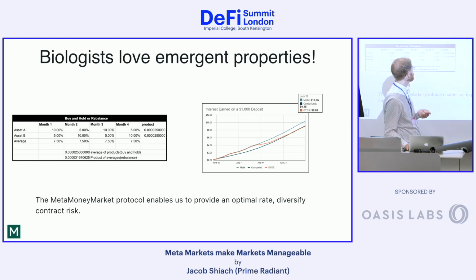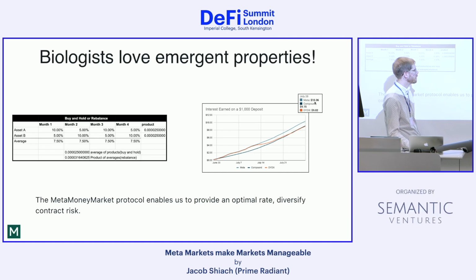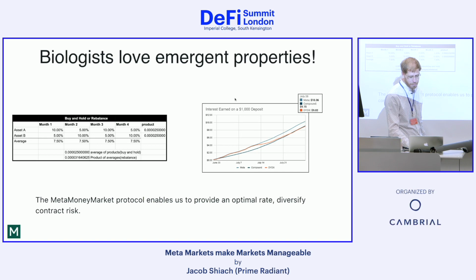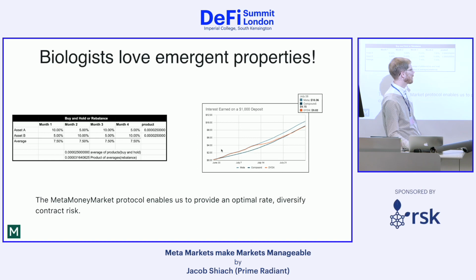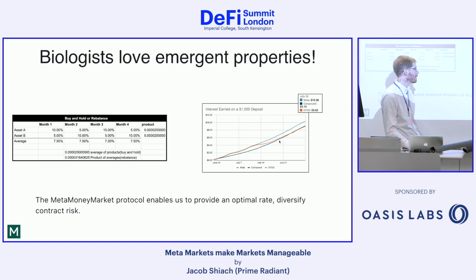And so this is the results of how it works in the real world. This was from July, just running Compound and DYDX with a $1,000 deposit. I don't know if y'all can see this, but Compound got $9.15. DYDX got $9.02. Meta Money Market got $10.36. So this is cool. And this is explaining why this happens, that you can get more money from combining two things that are essentially getting the same amount.